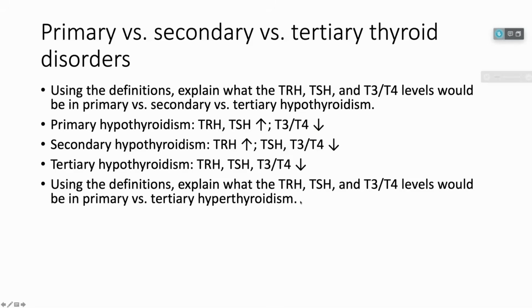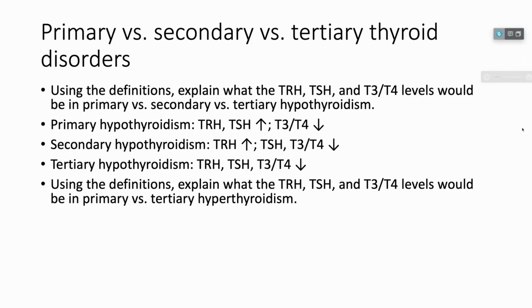So Litzel, how about if I had primary versus tertiary hyperthyroidism? What would that look like? You can do this. Like all these things, as long as you understand feedback inhibition and the definition of primary, secondary, and tertiary organ dysfunction, most questions will make sense to you in endocrinology. There's really not that much to understand conceptually. Can you repeat the question, please? Explain to me what the TRH, TSH, and T3 and T4 levels would be in primary versus tertiary hyperthyroidism.